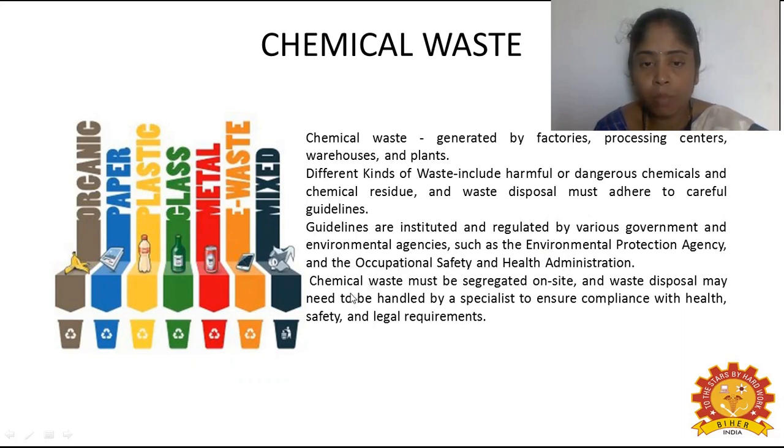Chemical waste has to be segregated on site, where the waste is produced. It might be from chemical industries, bioprocess industries, sugar industries, petroleum industries or the pharmaceutical industry. It might be any type of industry. The waste has to be segregated at a particular site and then disposed of into the environment by following the rules and regulations framed by the Environmental Protection Agency, the EPA.